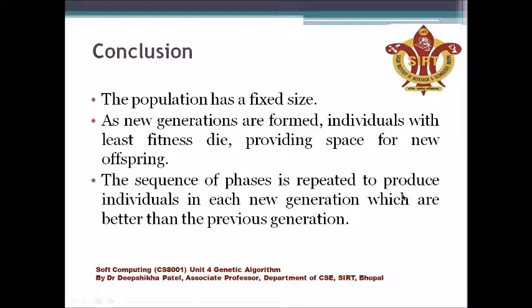The sequence of phases is repeated to produce individuals in each new generation which are better than the previous generation. So we repeat the process. It's an iterative process until we find a population which is better than the previous generation. We repeat the process, and when we find almost similar generations, we identify that the population has converged and we terminate the algorithm.